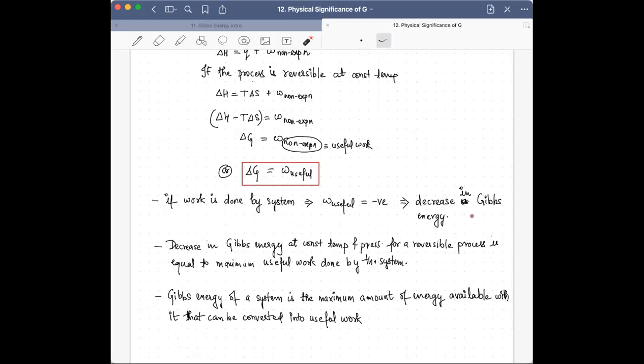I hope you understood the condition of spontaneity. Let me remind you again. Till there is a magnitude of useful work available, the spontaneity will continue. Once this useful work becomes equal to 0, the spontaneity will stop, or the system comes to equilibrium. That is the basic condition for spontaneity which we come across.